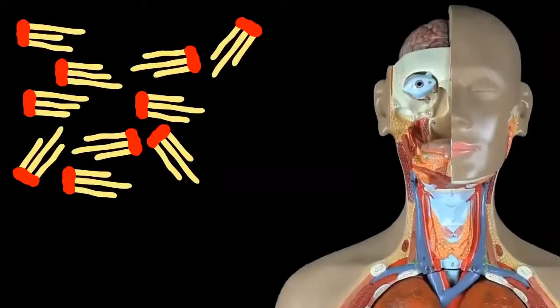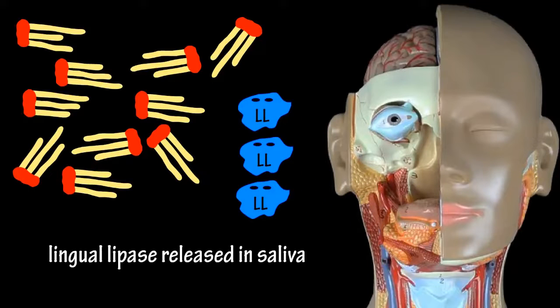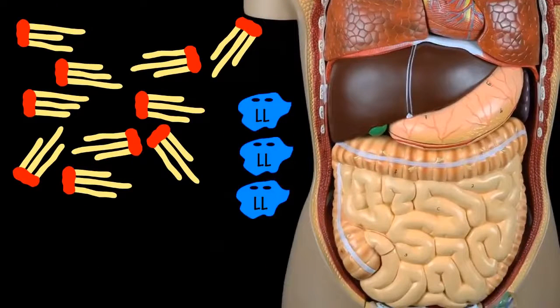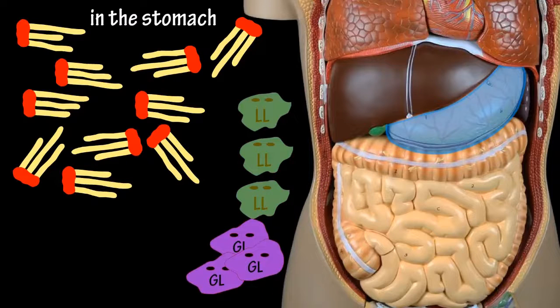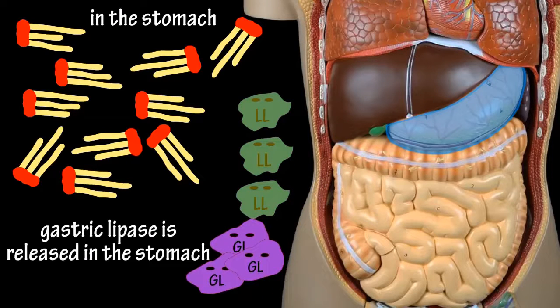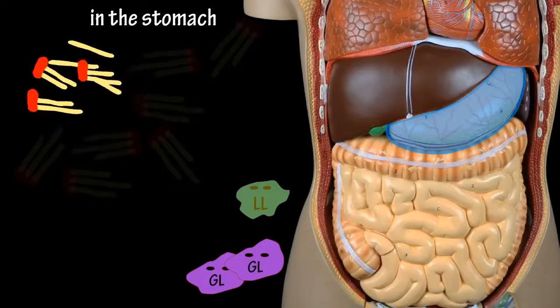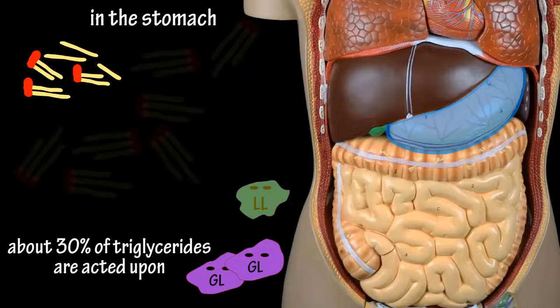When we eat some fat molecules, an enzyme called lingual lipase is released in saliva in the mouth. However, this enzyme is not actually activated in the mouth. Next, the fat molecules and the saliva with the lingual lipase enzymes is swallowed and enters the stomach. The highly acidic environment of the stomach activates the lingual lipase enzymes, which are also joined by gastric lipase, which are enzymes released by chief cells in the stomach. These enzymes begin the digestion of fat molecules by breaking some of them into a diglyceride and a fatty acid. These lipases act on about 30% of the triglycerides.